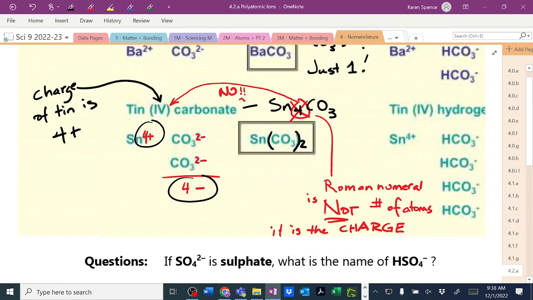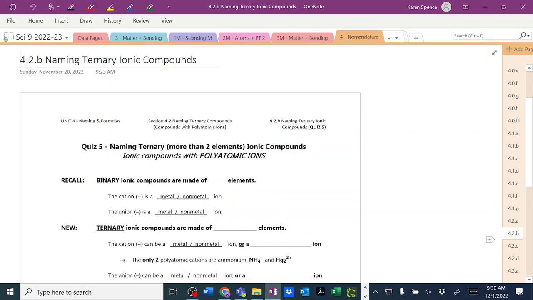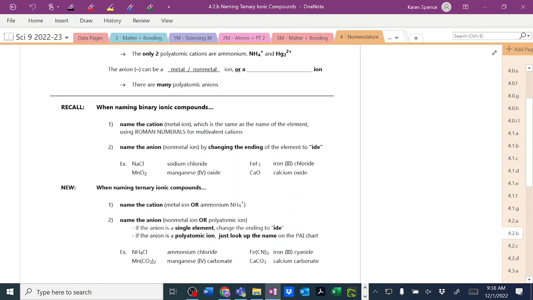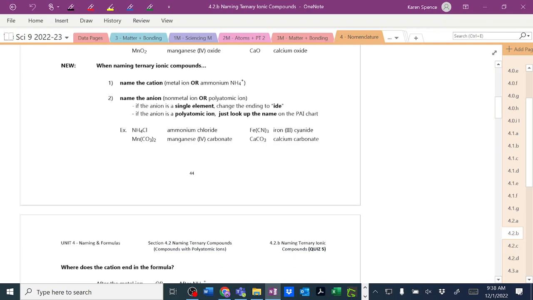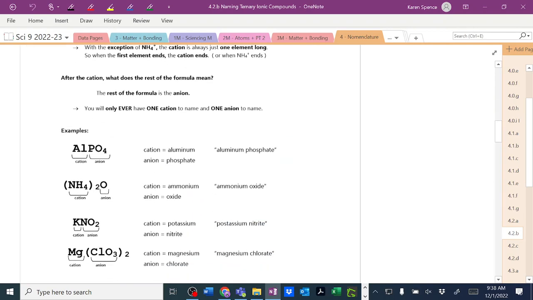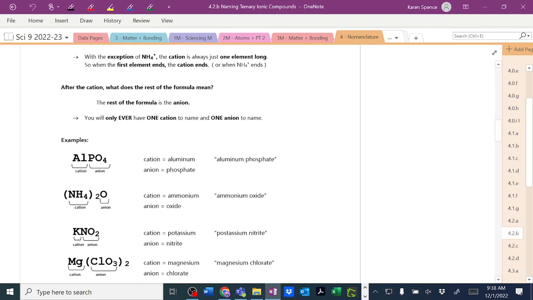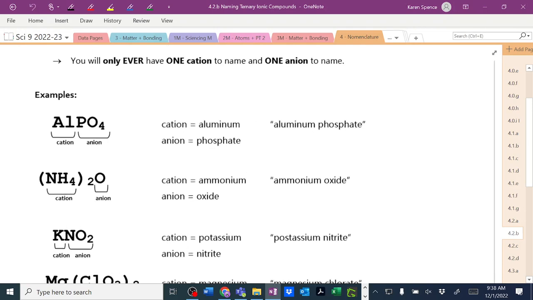All right. I think that's enough of this for now. We're just going to go into 4.2b, because for those of you who are on quiz 5, this is going to get you into actually being able to write things. So we're actually going to go to page 45. We're going to skip page 44, and we're just going to go straight to page 45.